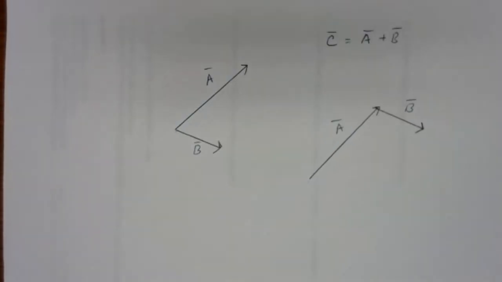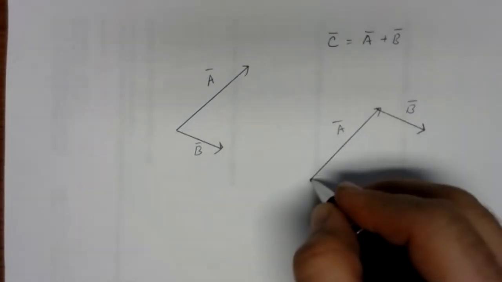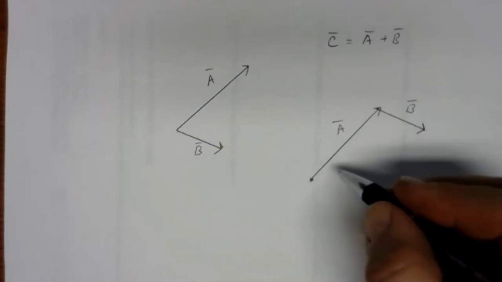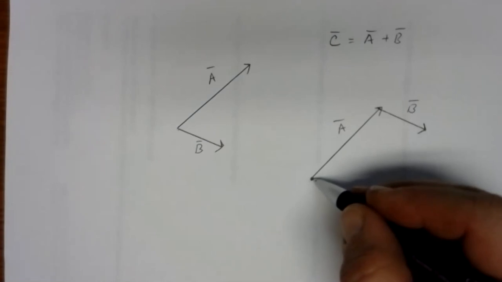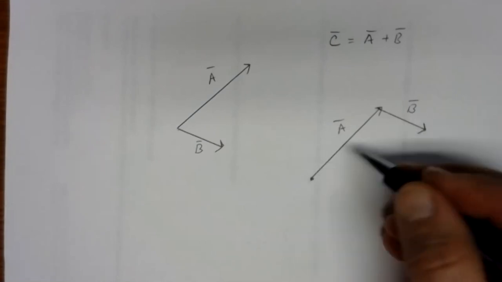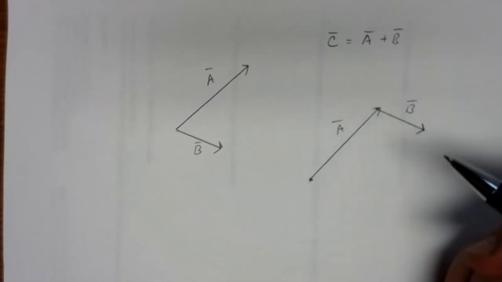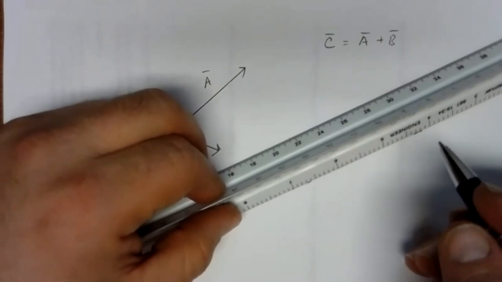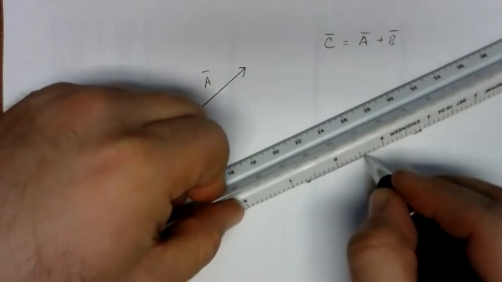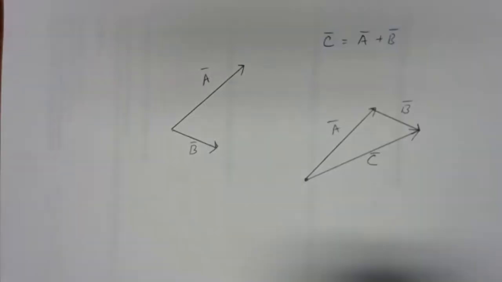Our answer, C, is going to be an arrow joining the tail of A to the head of B. So it's A, then B. It's essentially a shortcut. It's the straight line between where you started and where you ended up, rather than going through this intermediate point. So we can draw a line right there. That would be vector C.